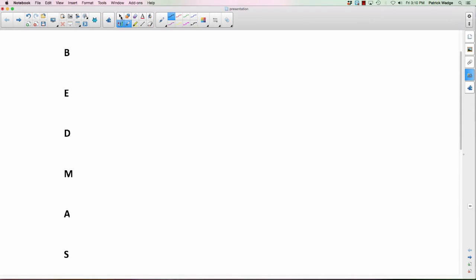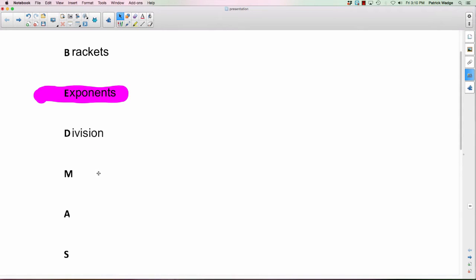Well, we almost always use the word BEDMAS to memorize this. The first thing you should be doing is dealing with brackets. The second thing you should be doing, exponents. Hey, exponents, that's what we've just been talking about. No wonder this just showed up, because you're going to use order of operations, or BEDMAS, and we're going to use exponents. Third, division, then multiplication, then addition, and then subtraction.